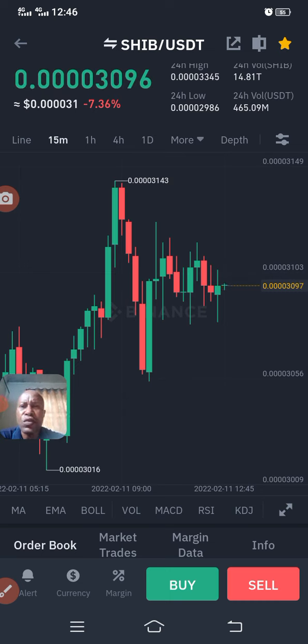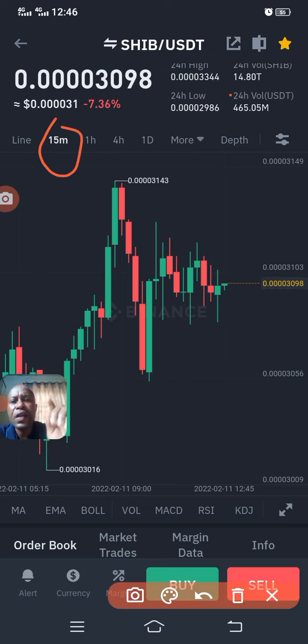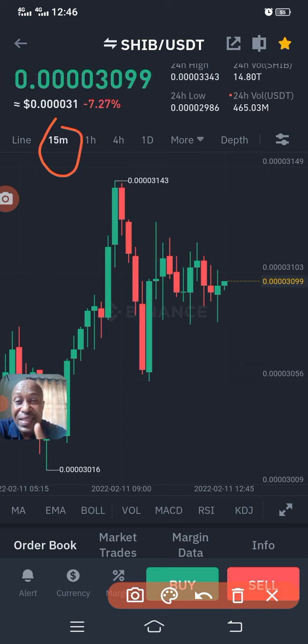Now, how can you use the candlestick? As a scalper, all you need to do is, once you click on that candlestick and it shows, now you will see 15 minutes. 15 minutes means that any candle you see in this chart now represents the activities that happen within 15 minutes. Each of these candlesticks represents 15 minutes.